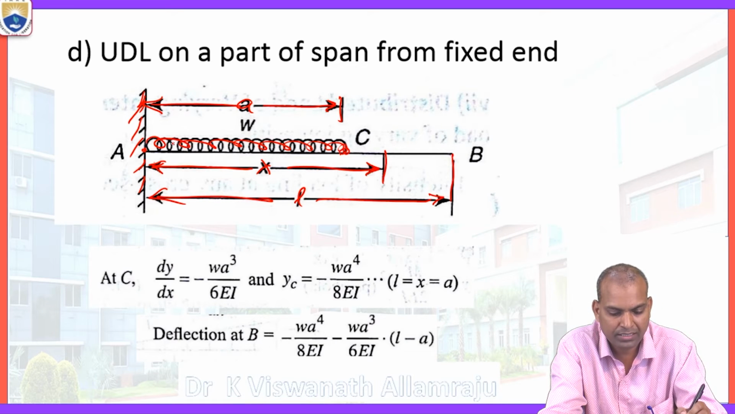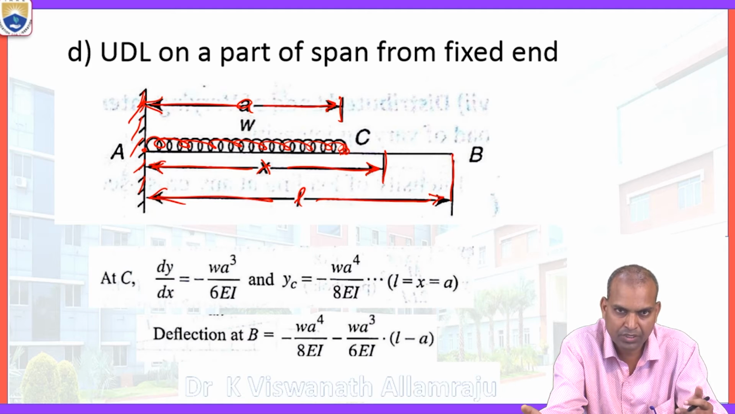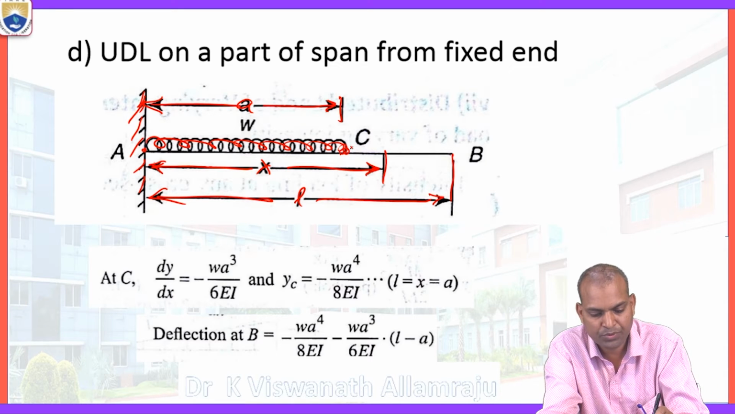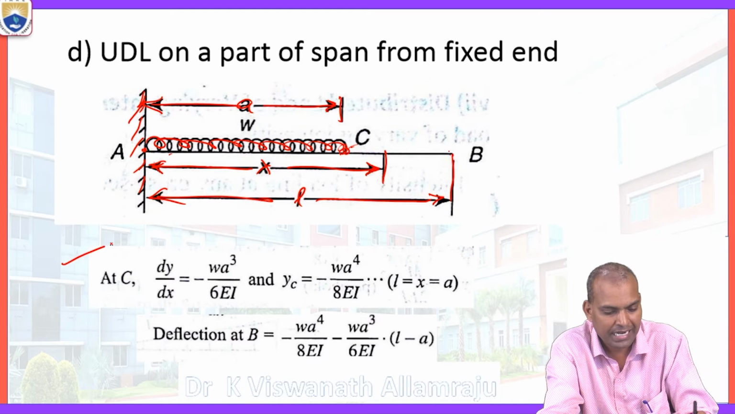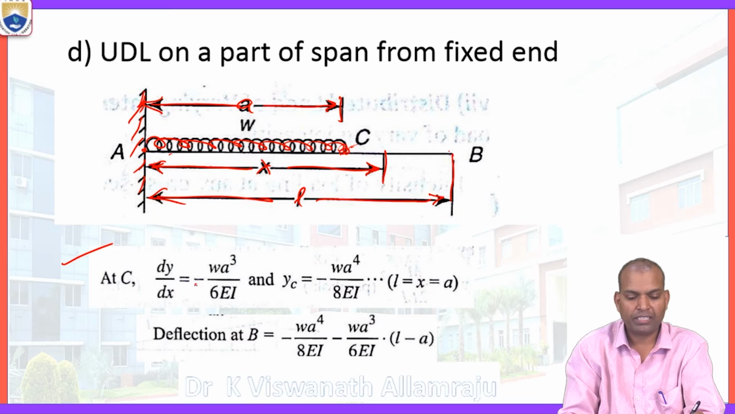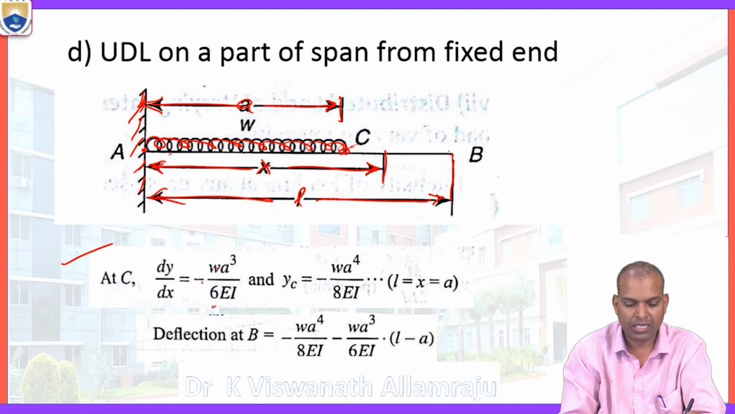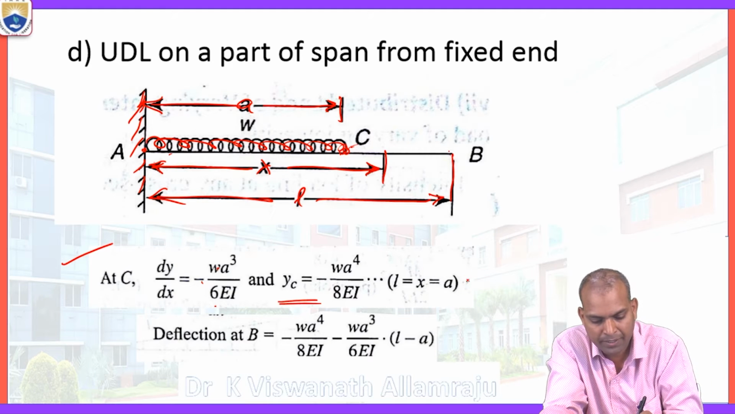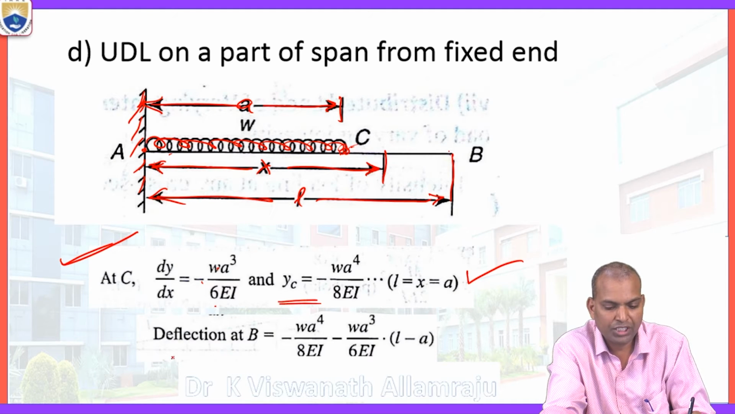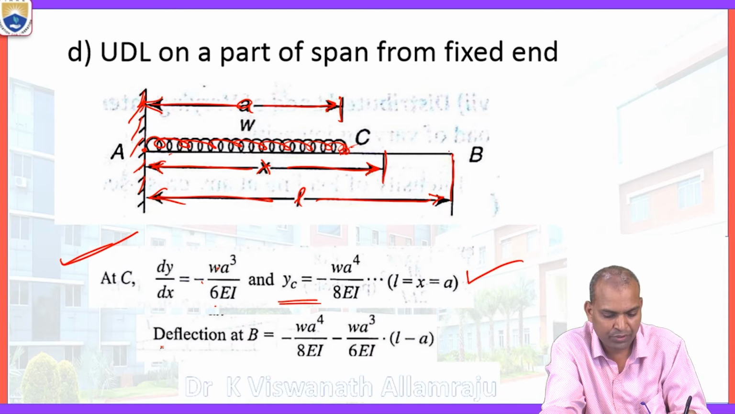So we subtract the deflection due to the uniformly distributed load over the remaining portion from the total. How to do it here? At C, dy by dx equals minus WA cube by 6EI, and yC is minus WA power 4 by 8EI. Now, what is the deflection at B? Total minus that portion, if you remove it.